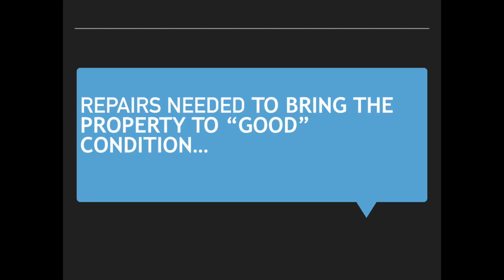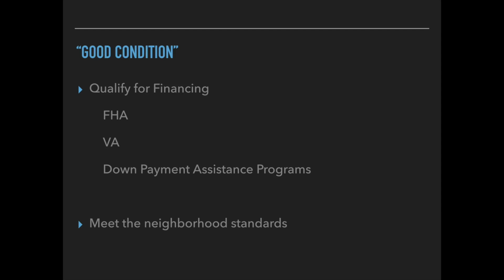We basically are going to break it down into one of two categories. We're going to say good condition is something that will help the property qualify for financing, or we're going to say good condition is something that will help the property meet the neighborhood standards, okay? So when I say qualify for financing, what I mean is I'm going to look at the programs available with the least amount of down payment from the owner, okay?